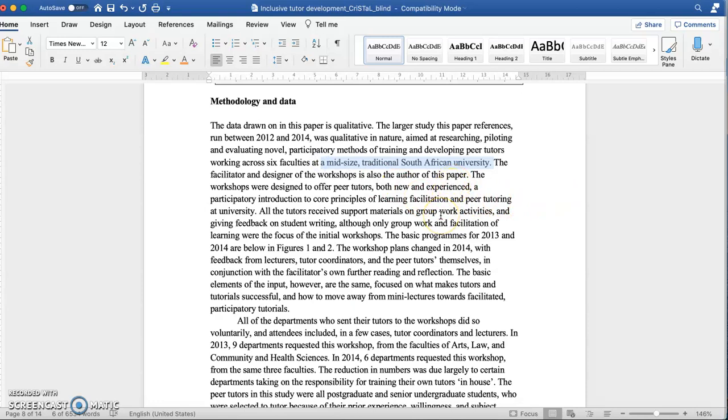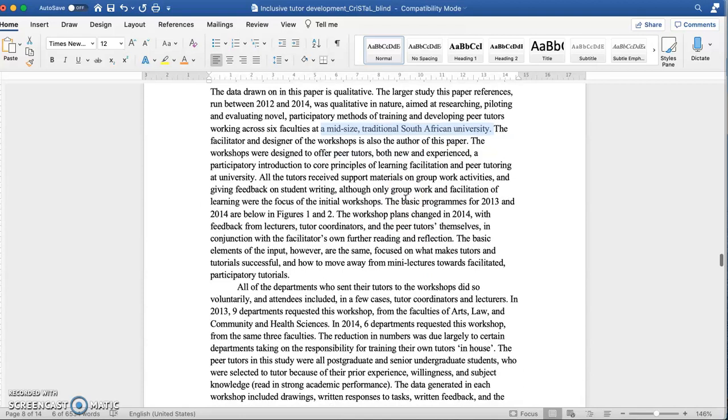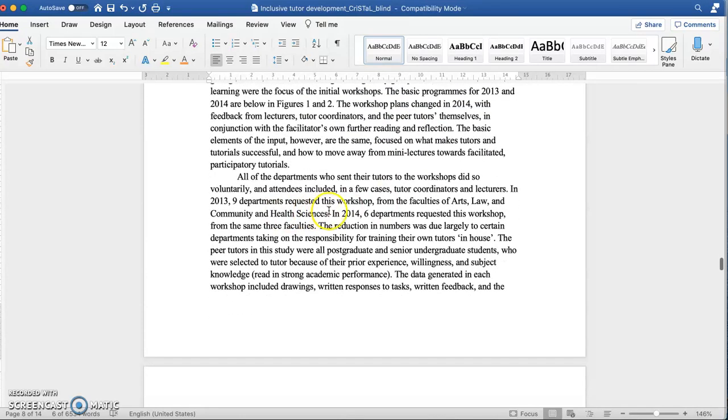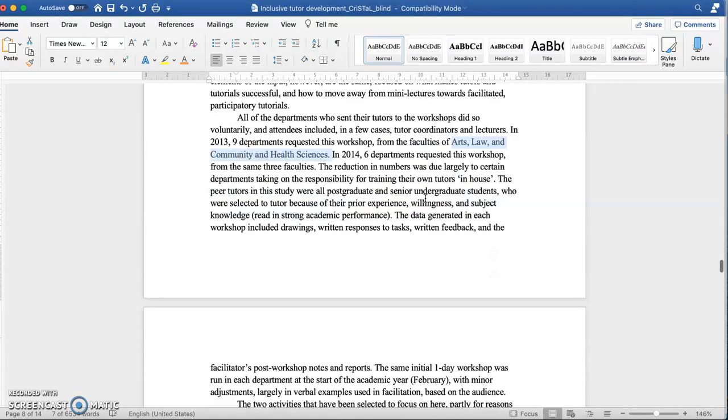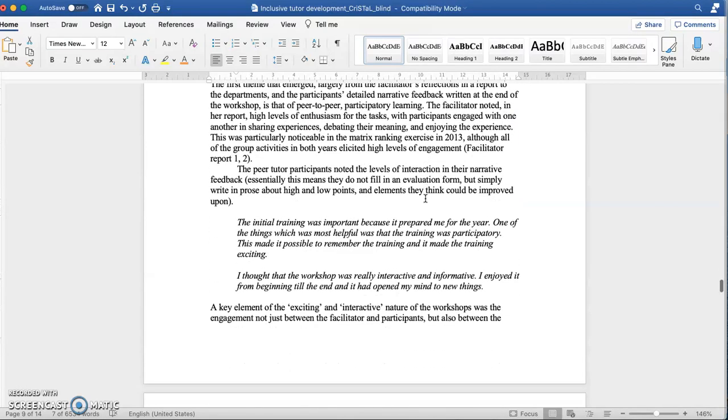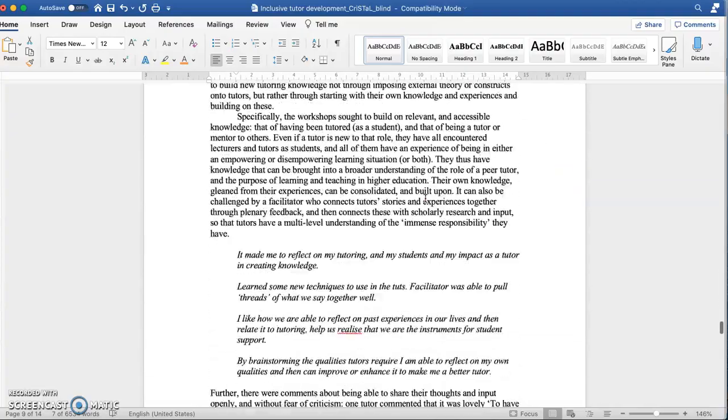But saying a mid-sized traditional South African university probably wouldn't necessarily be the worst thing. Or if you said this study was done at a university of technology or a former technikon, if that's vital to your findings, then you need to mention that, but you need to try and do it in a way that doesn't name the university or name the institution. I've named faculties because that doesn't necessarily bias anybody against my study, and it's useful information for the readers.